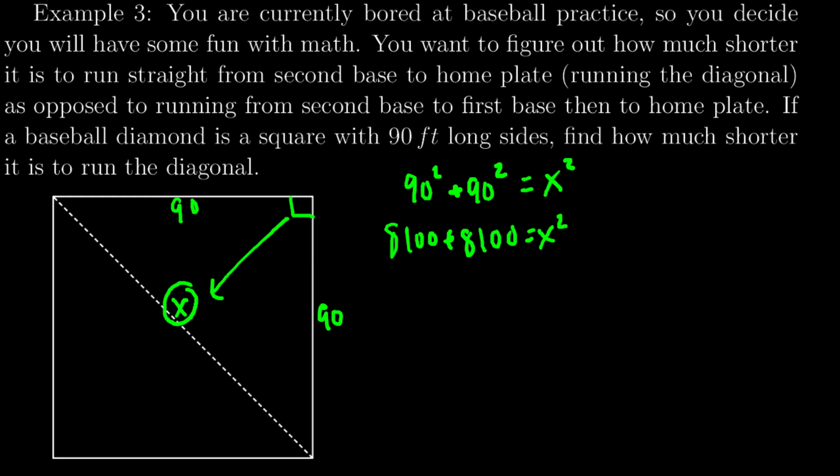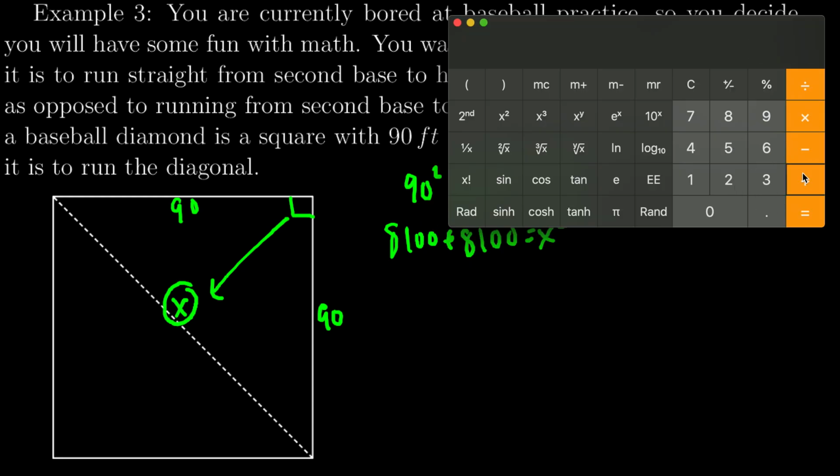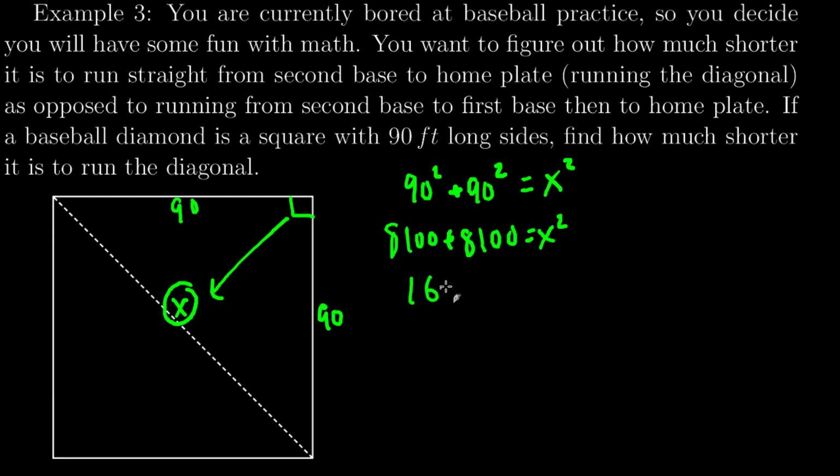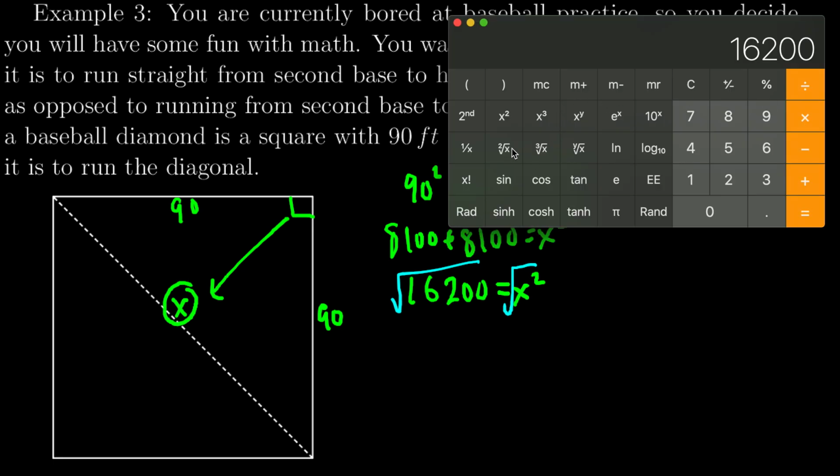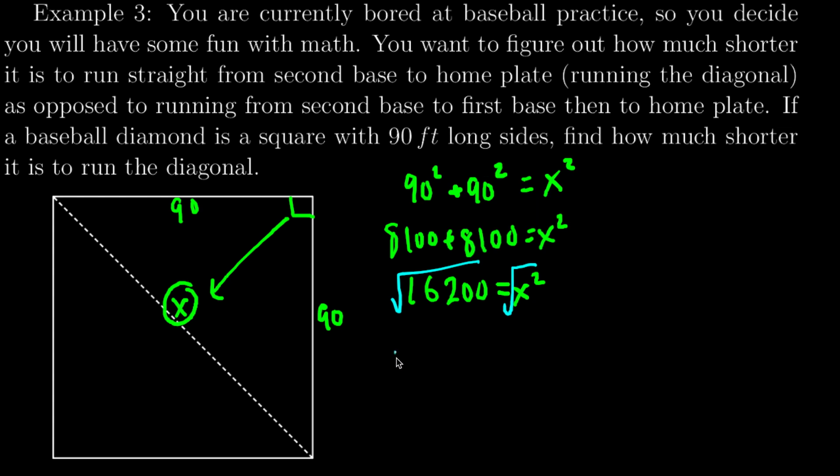And then I'll add those two together. And yes, I could have multiplied by 2 as well. Same thing. Get 16,200. And since I don't care about the decimal, I'll just go to the calculator to take the square root. And the square root of that is 127.279. So 127.279 feet.